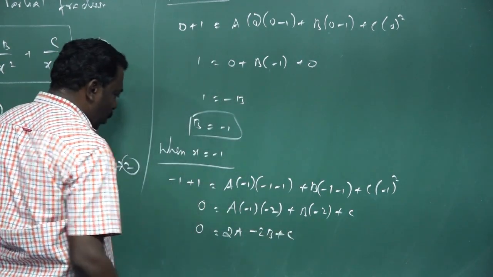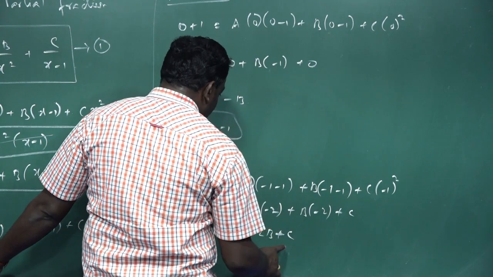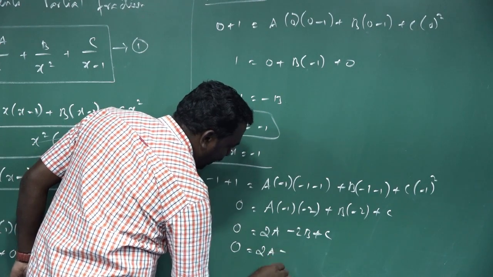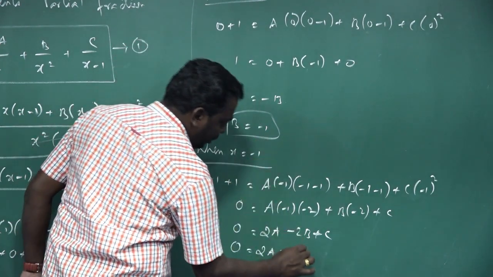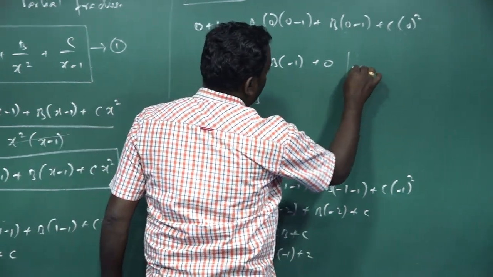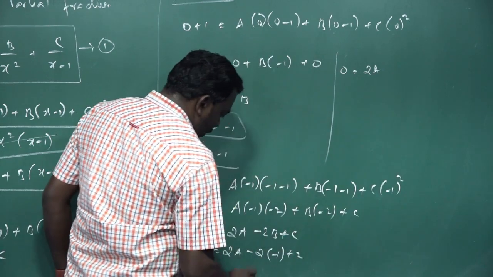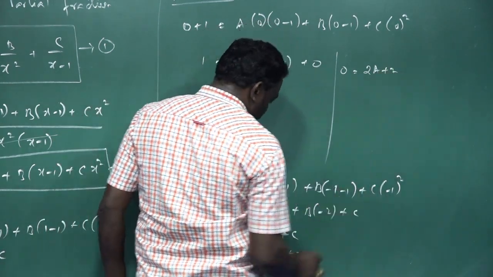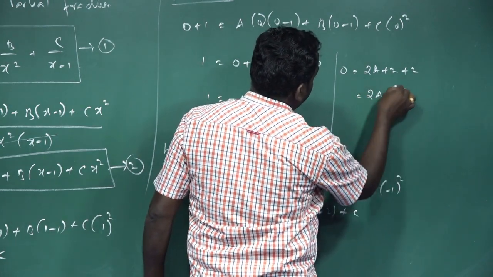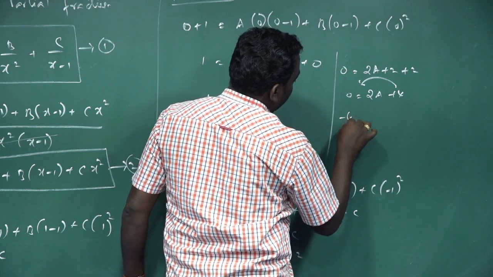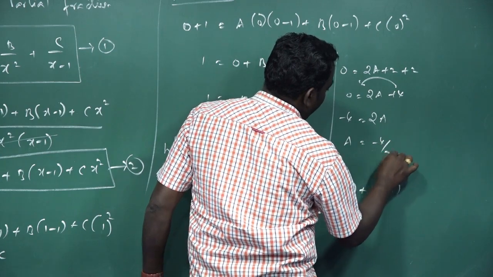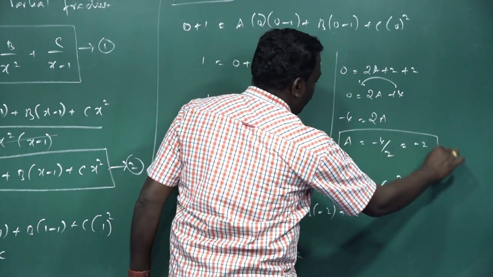Now we know the value of c equal to 2 and b equal to minus 1, replace here. 0 is equal to 2a minus 2 into b value equal to minus 1, then c value equal to 2. Just simplify, 0 is equal to 2a plus 2 plus 2, that is equal to 2a plus 4. Just transfer to the left hand side, minus 4 is equal to 2a, therefore a equal to minus 4 by 2 is equal to minus 2. Therefore a value equal to minus 2.